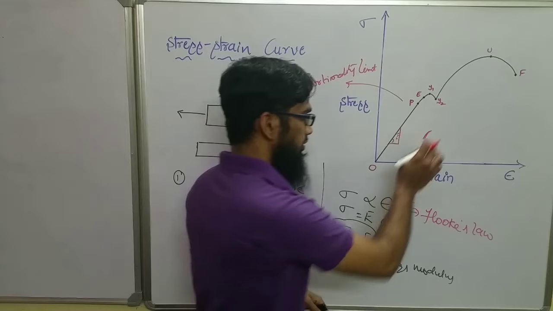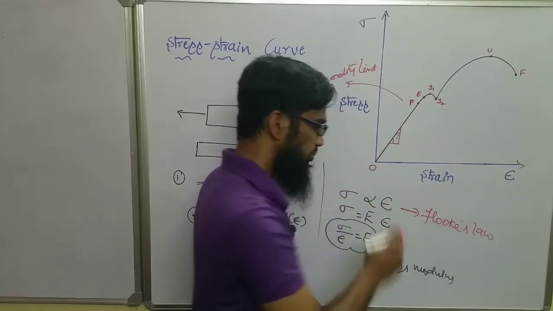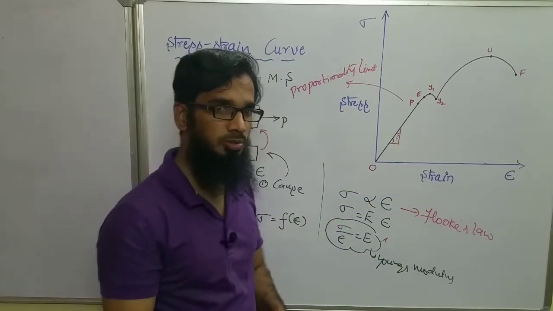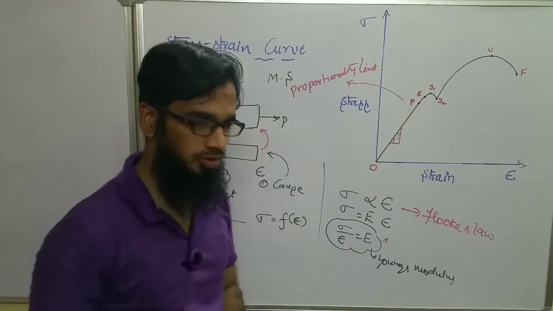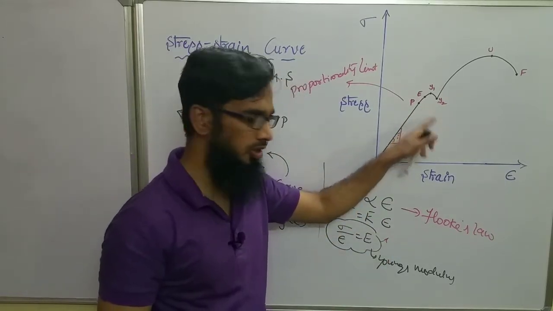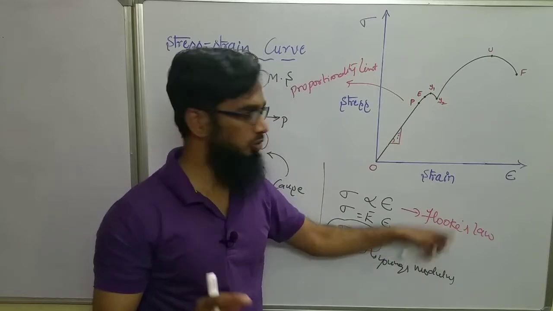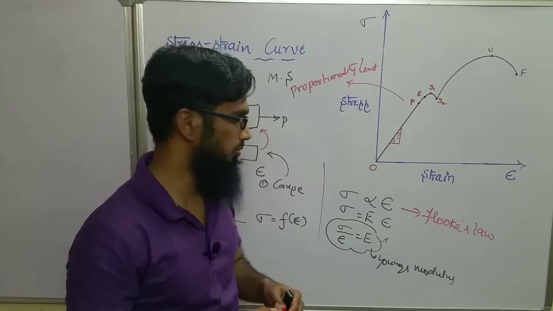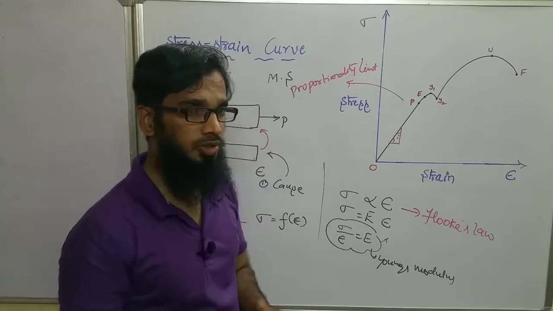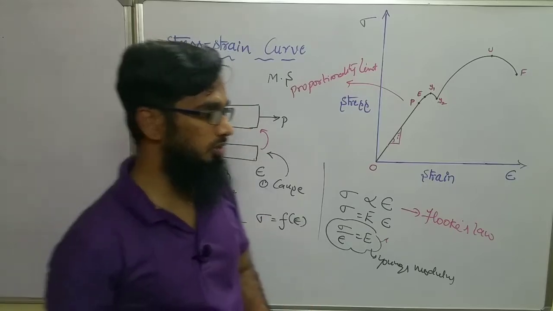So stress is directly proportional to strain, that is, Hooke's law will be obeyed within this P only. Within P, the proportionality limit, Hooke's law will be obeyed. After that, Hooke's law will not be obeyed for any material. So we have to take it within the proportionality limit.